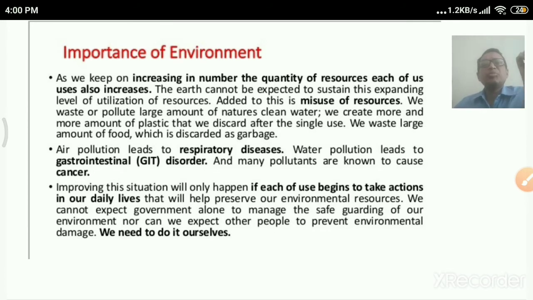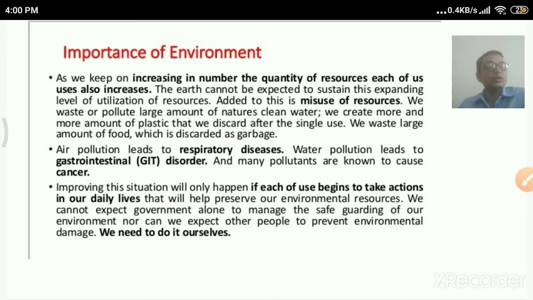As we keep on increasing in number, the quantity of resources each of us uses also increases. That means the earth cannot be expected to sustain this expanding level of utilization of resources. There is also a lot of misuse of resources. For example, pollution is there, so there is a lack of availability of clean water. We create more and more plastic that we discard after single use. We waste large amounts of food, which is discarded as garbage.